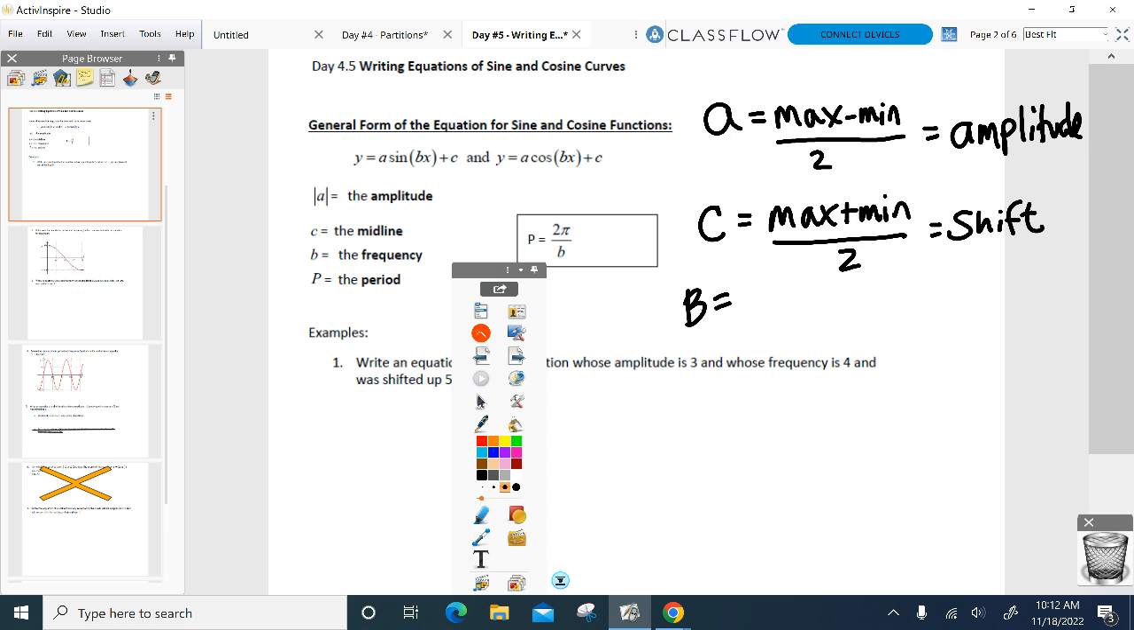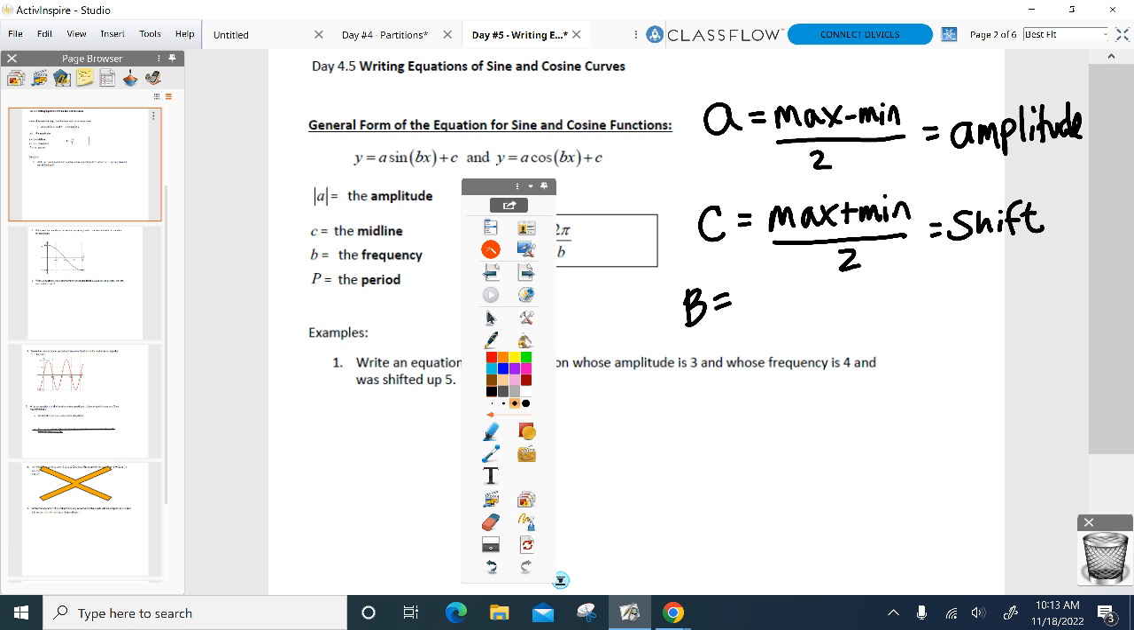But don't we have an equation that contains B in it? Period equals, Jared, keep going. 2 pi divided by B. So if I ever need the B value, I'm going to go back to the period formula. So this is how we're going to find all three values, and then we'll write the equation last.